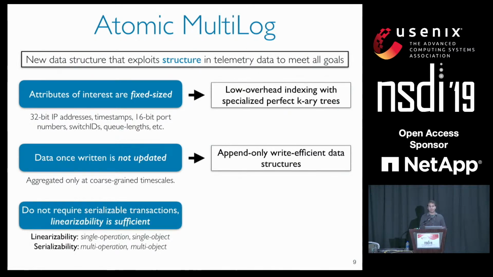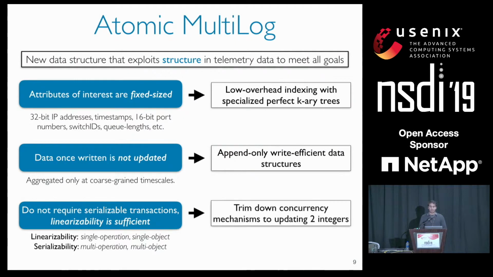Finally, even though the analysis at even a single end host, or distributed diagnosis that spans multiple end hosts, does require some form of consistency semantics to ensure correctness, we note that they don't really require the full-fledged serializable transaction semantics that database systems offer, but can actually work with slightly weaker linearizability semantics. And while I'll talk about this in more detail later, I want to point out that by exploiting this particular property along with other properties, we're able to trim down the traditional concurrency control mechanisms to just updating 2 integers, which allows us to achieve even higher performance at higher degrees of concurrency.